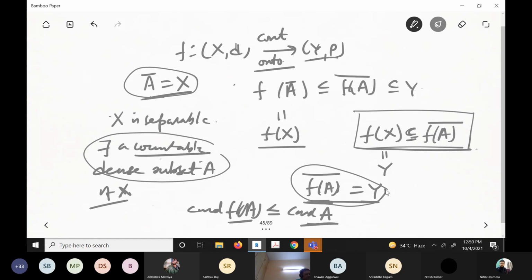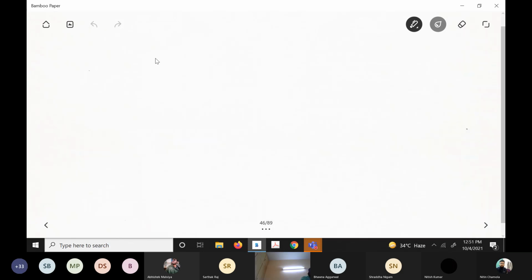That means what you are getting: if X is separable, then Y will also be separable. Got it? So now look at what I have got. First, let's see the term continuous image.